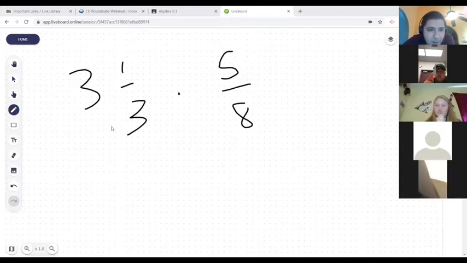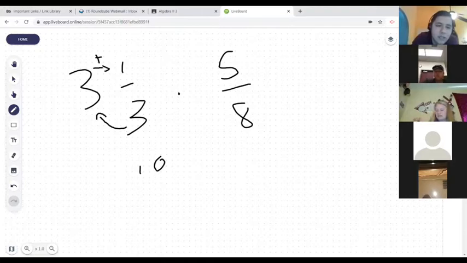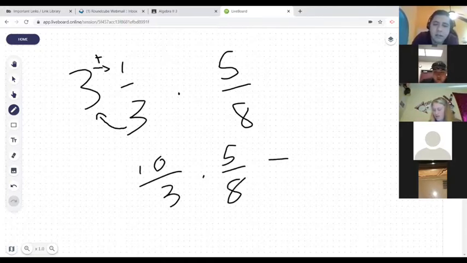Remember, we have to multiply the 3 and the 3. That's 9. Add it to the top, right? 10. So that should be 10 over 3 and 5 over 8. Right?